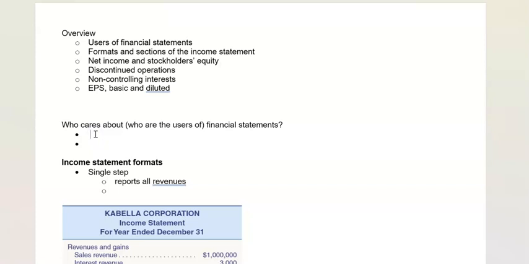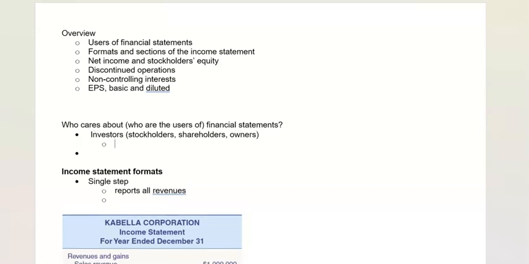Who are the users of the financial statements? The primary users are investors, also known as stockholders or common stockholders, shareholders, or owners. The reason that they care about the income statement is because they're trying to estimate what the stock price should be.